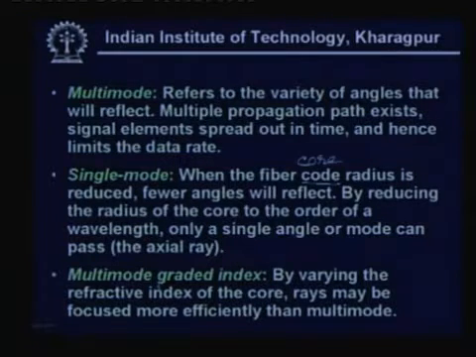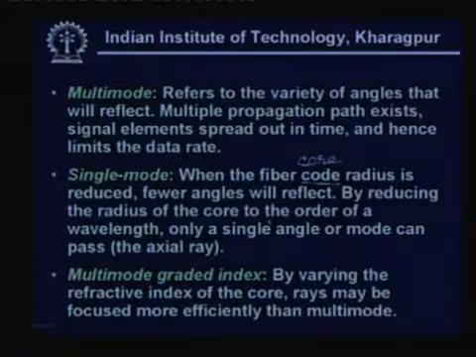Then as I mentioned, there are two types in case of multimode: multimode graded index and multimode step index. Now in case of multimode step index, as we shall see, the core and cladding have two distinct refractive indices. On the other hand, in case of multimode graded index, the refractive index of the material varies gradually from the center to the outer edge. Let us see with the help of a diagram.